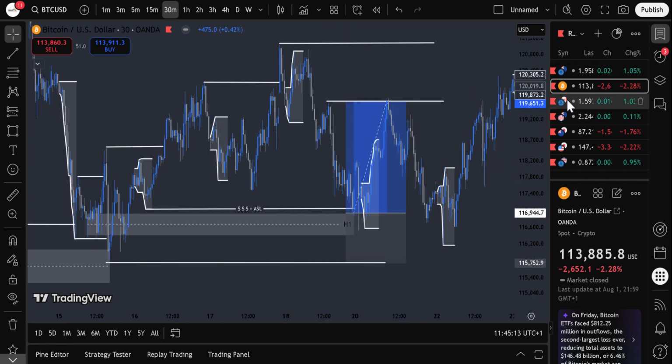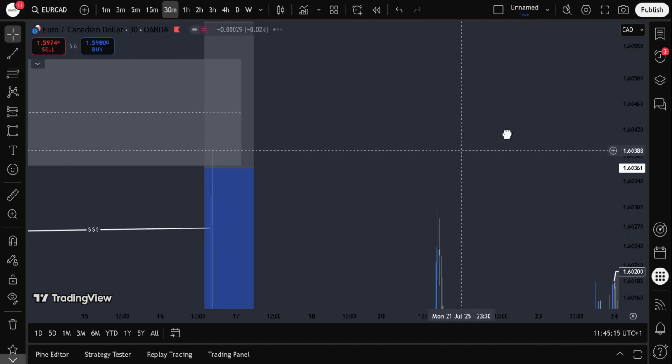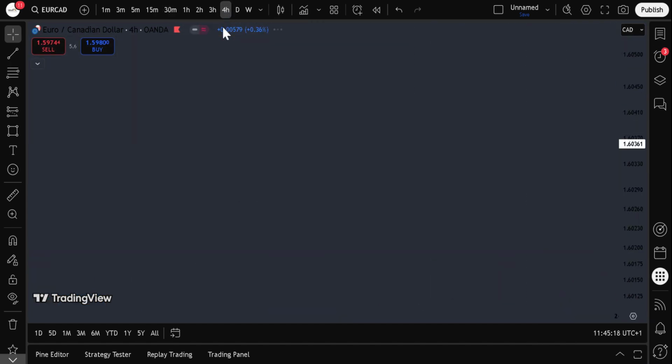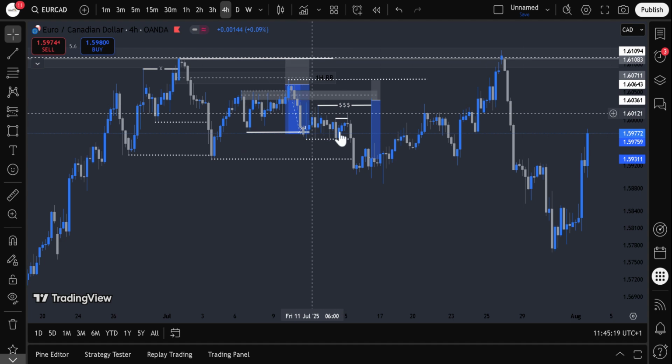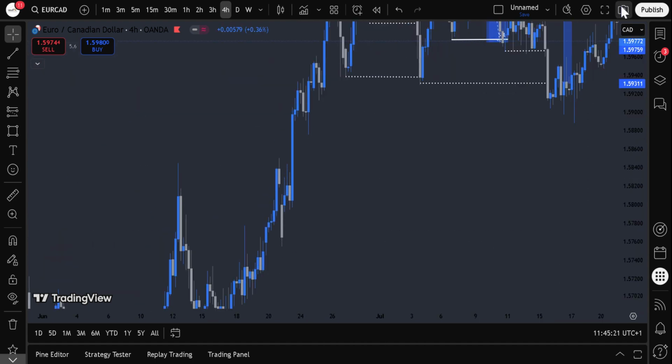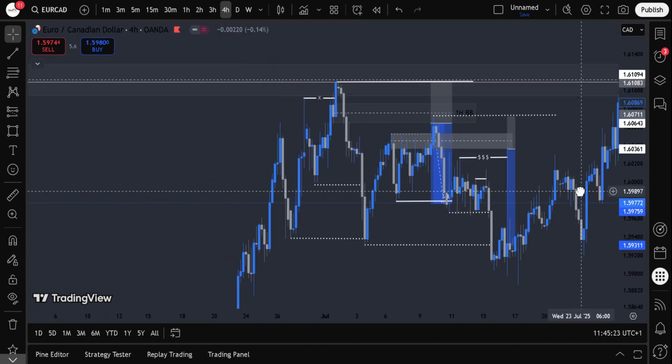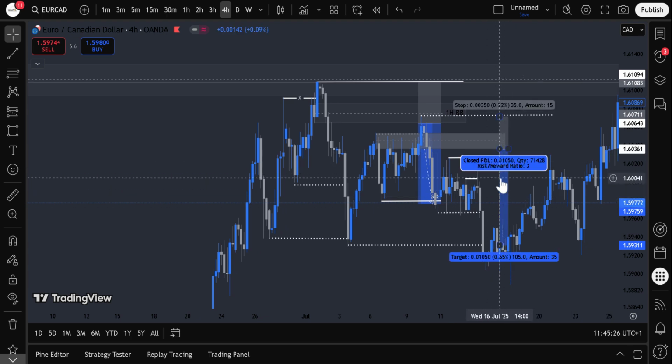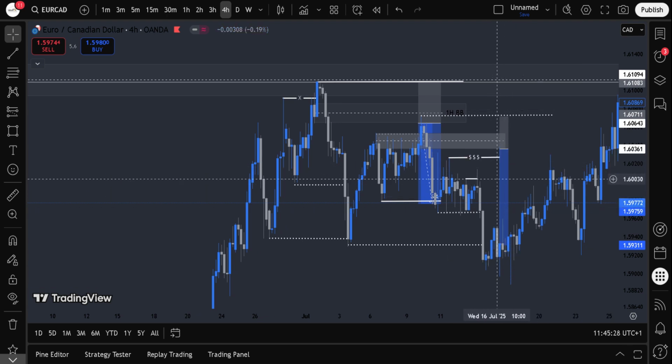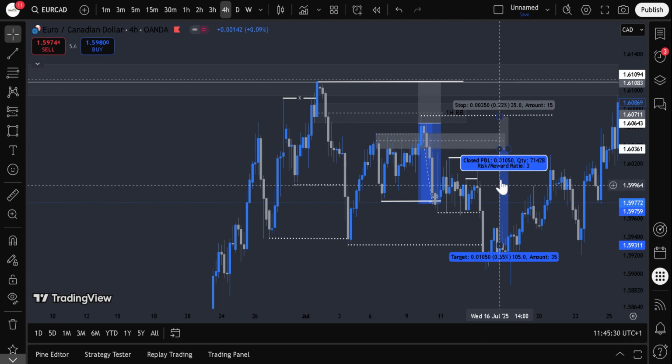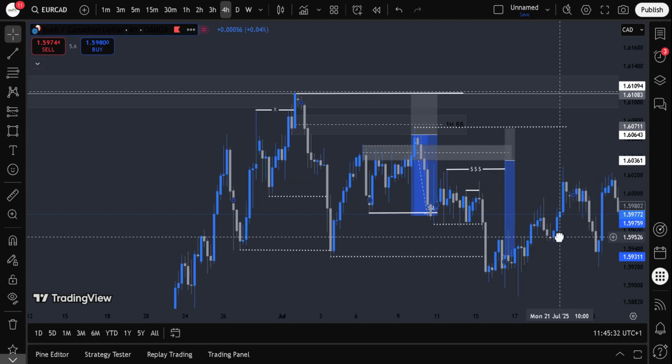Now let's go to Euro CAD. I think we took two trades on this last week too. Wow. So as you can see, really amazing entries. I think this trade right here was really crazy. It just hit TP in one candle. I think there was news around right here. But let's break down the first trade real quick.